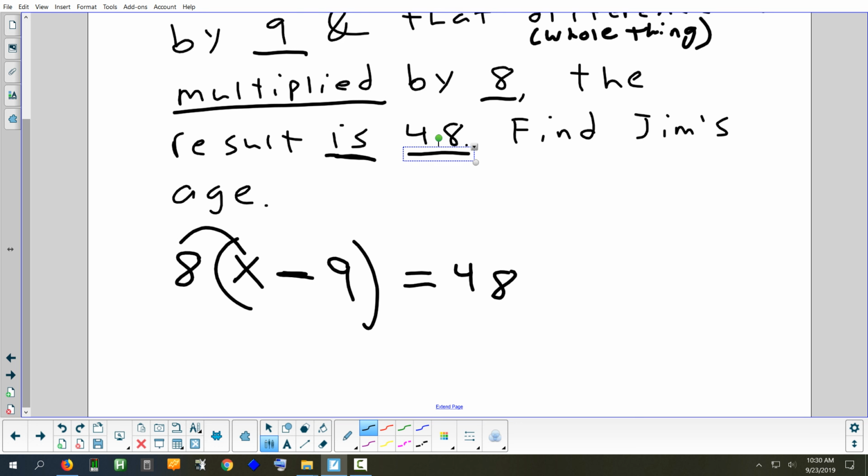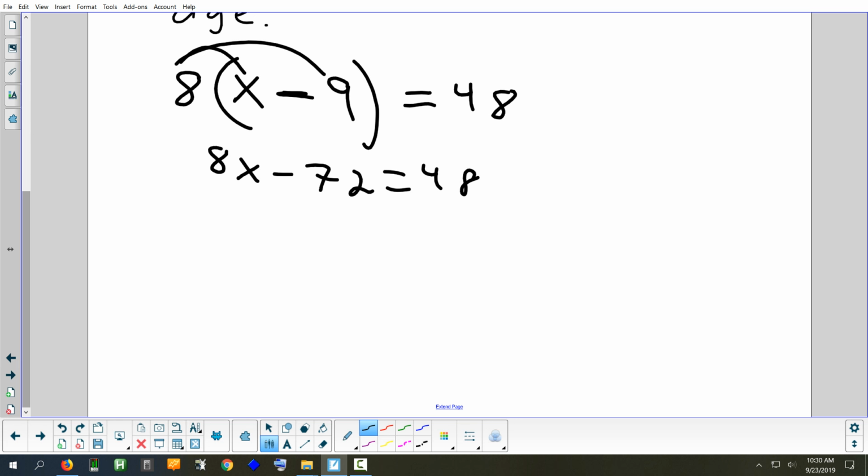How about Jaden? 8 times x gives me how much? 8x. Nice. 8 times negative 9. Okay, if you're not sure, I usually have a calculator. Negative 72. Yep, negative 72 equals 48. Okay, two steps left. We did distributive property. I don't see any like terms to combine. So what do I do next, Libby? You add 72 to itself and then it's 0 so it crosses out. And then you add it to 48 as well.